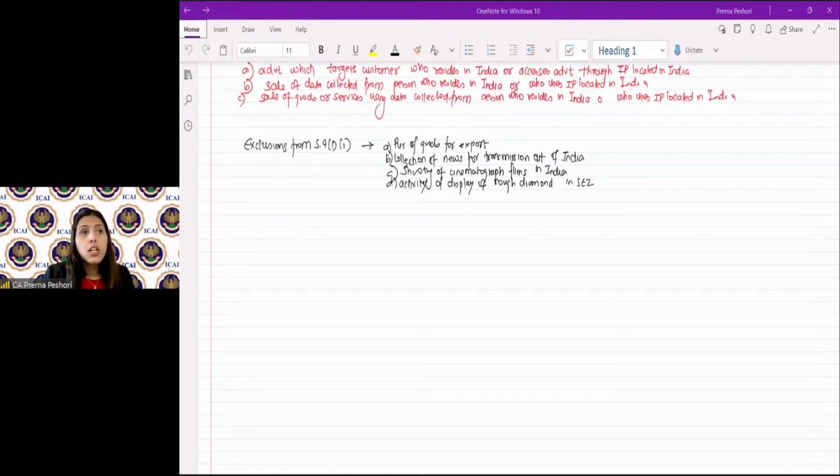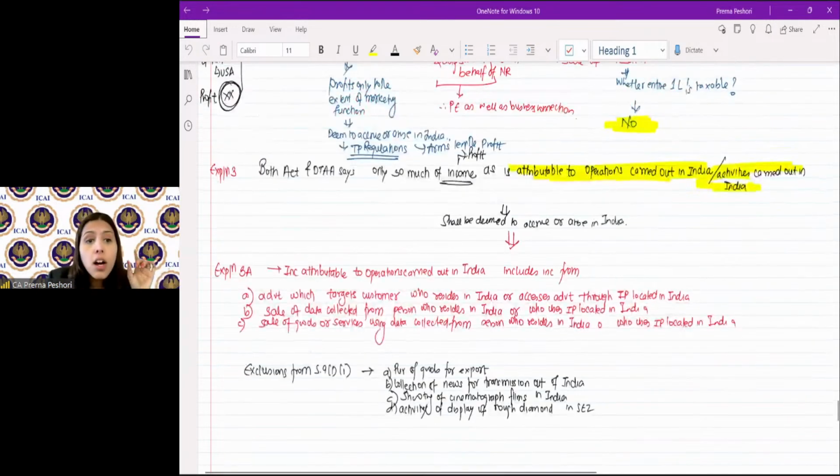So basically, the Act says that not the entire profits, but only the profits attributable to the activities or operations carried out in India will be deemed to accrue or arise in India. That would include income from the sale of advertisement targeting customers residing in India or accessing the Indian IP, sale of goods or services using the data collected from a person residing in India, and sale of data collected from a person who resides in India, right?